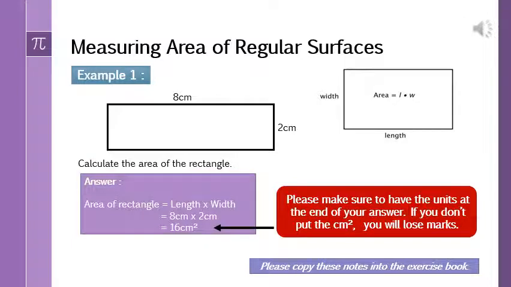So, area of rectangle equals to length times width, which is 8 centimeter times 2 centimeter. So what is the answer? The answer is 16 square centimeter. You have to copy this example in your exercise book, okay?